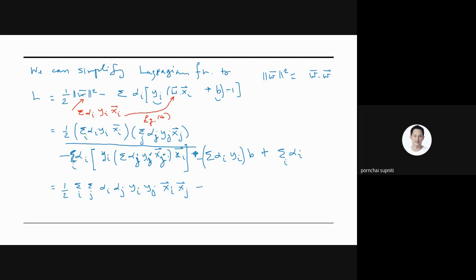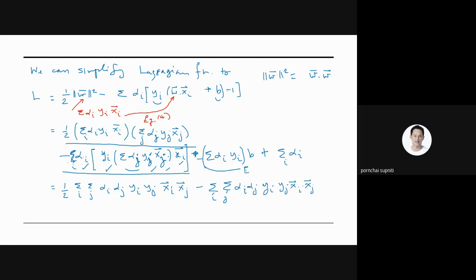And then minus, so this term, similarly, we have summation alpha i, we have summation alpha j. We can group terms together. Okay, we can write it as alpha i alpha j. Okay, here you have yi yj xi xj as well. Okay, so we can write it as yi yj xi xj as well.